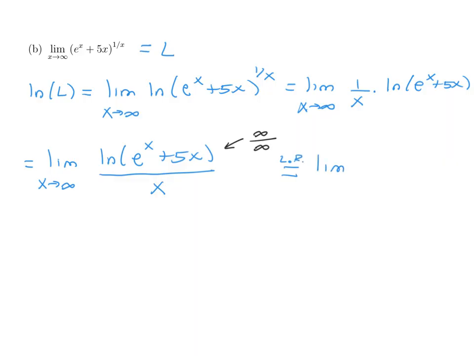I'll take the derivative of the top and the bottom separately. The denominator is simple. The derivative of x is just 1. The derivative of the top is, for the log function, you get 1 over e to the x plus 5x. But you have to multiply by the derivative of the inside, which is e to the x plus 5. And if you simplify this, this is the limit as x goes to infinity of e to the x plus 5 divided by e to the x plus 5x.